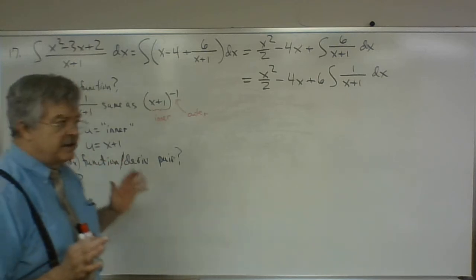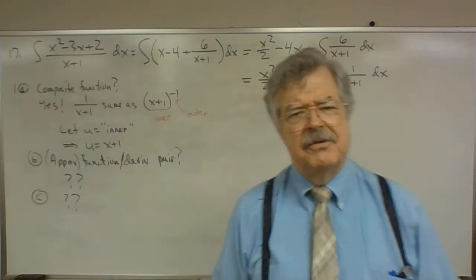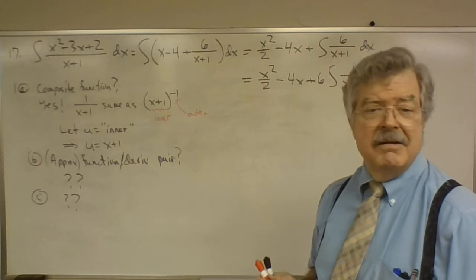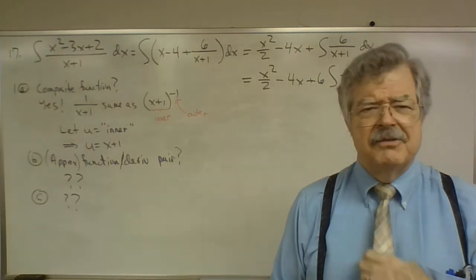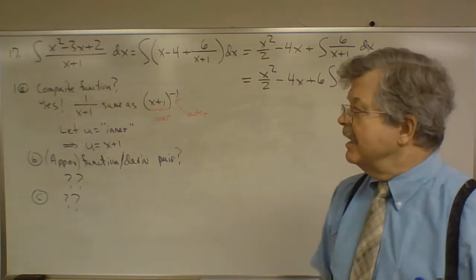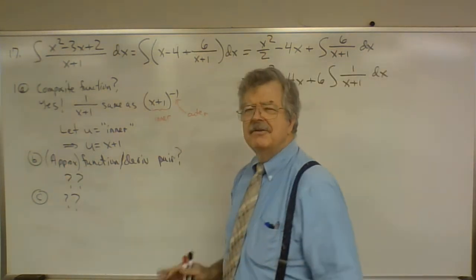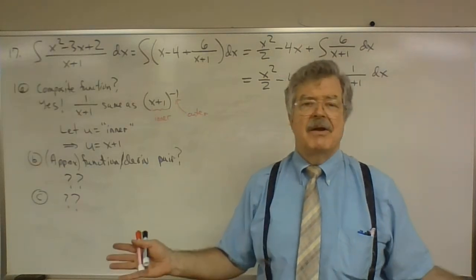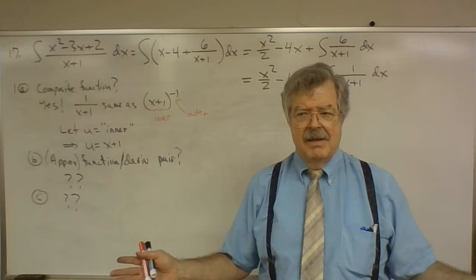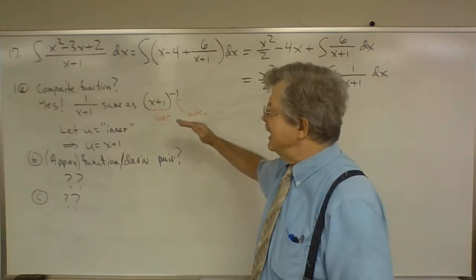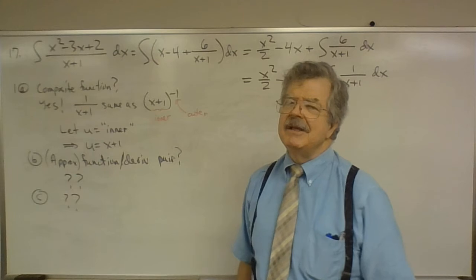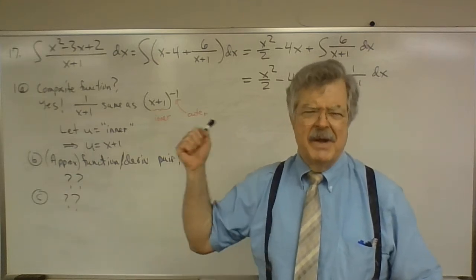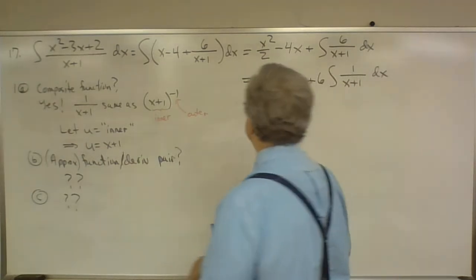Now, it may not work because I don't see an approximate function derivative pair. And maybe there is one there and I'm just not seeing it. I do see a composite function, so I'm going to go ahead with u substitution because, quite frankly, I don't know what else to do. But since I haven't satisfied criteria A, B, and C, it may not work. But again, since I don't know what else to do, I'm going to go ahead and try u substitution.